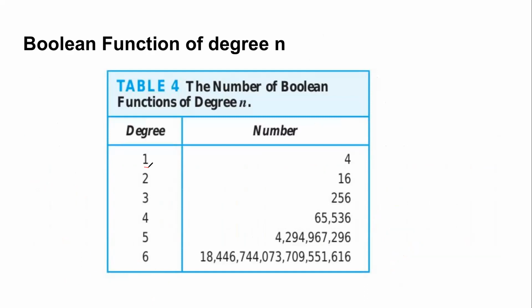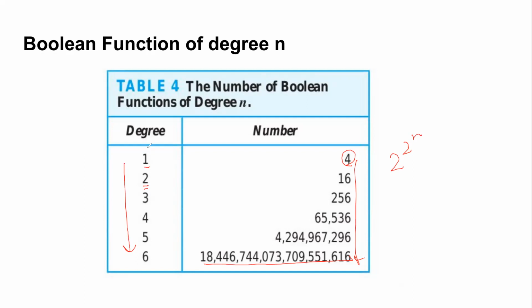So this is the table which summarizes that if you have a degree 1 Boolean function, there are 4 possible Boolean functions. Similarly, if you have degree 2, then you have 16 possible, and so on and so forth. With just a slight increase in degree, the number of possible functions increases tremendously. Okay, it's 2 to the power 2 to the power n. Okay, is that clear, class? Is this clear to everyone?